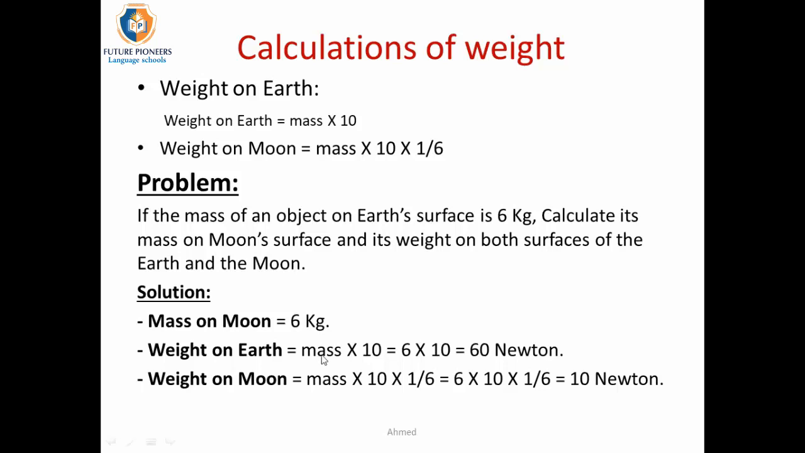Weight on Earth equals mass times 10, so it equals 6 times 10 equals 60 Newton, while weight on Moon equals mass times 10 times 1 over 6, which equals 6 times 10 times 1 over 6, which equals 10 Newton.